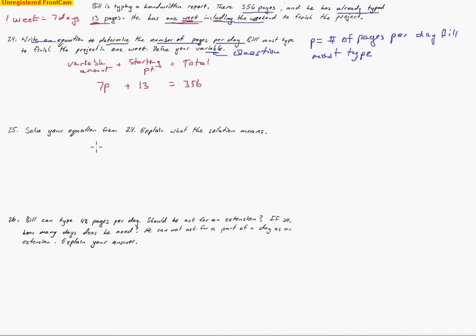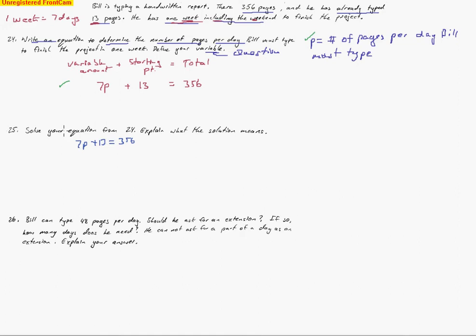Now we're going to move on to the next part. What gets you full credit for this problem is twofold. First of all, we need our equation and we need to define the variable, so we've got those two parts checked off. It's always important to read the question carefully to find out what you need. Now it says to solve the equation. So we're going to take the equation 7p plus 13 equals 356, solve it, and explain what the solution means.